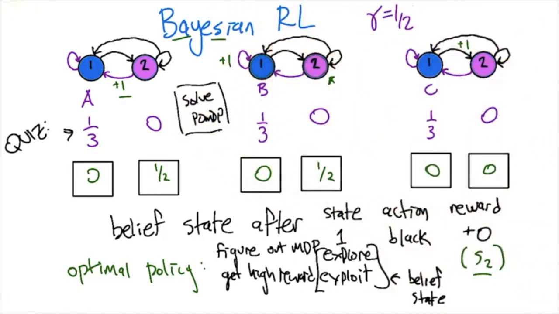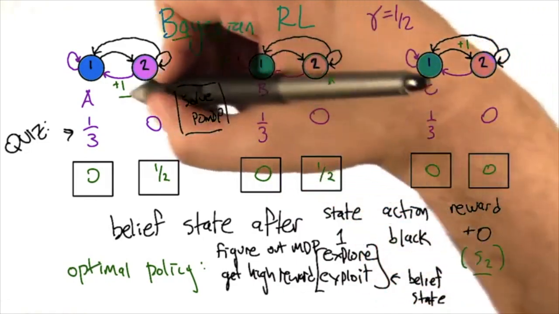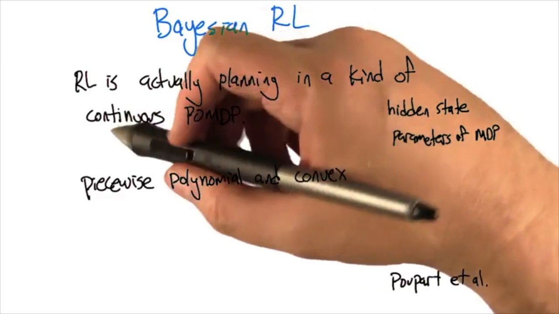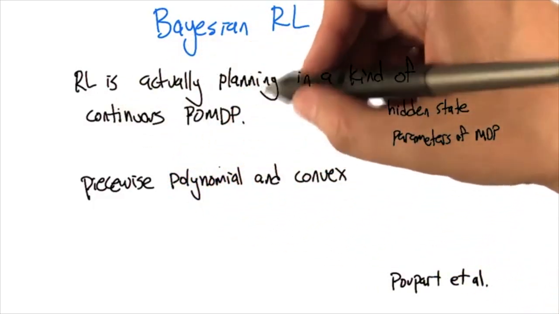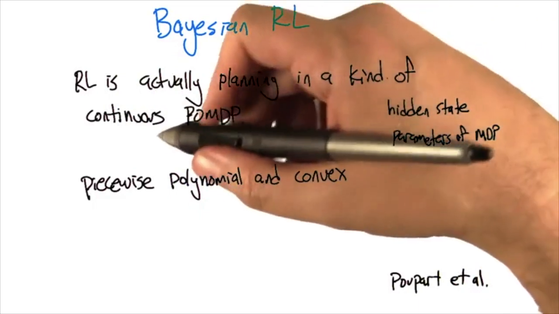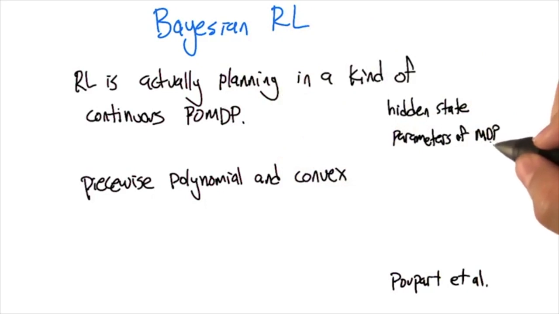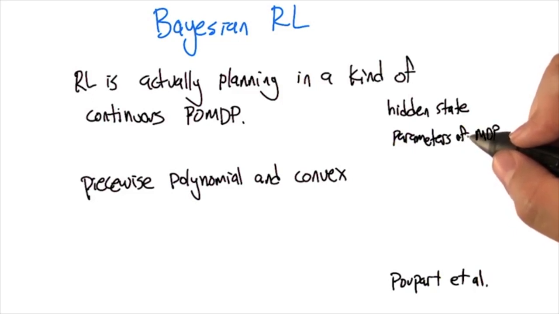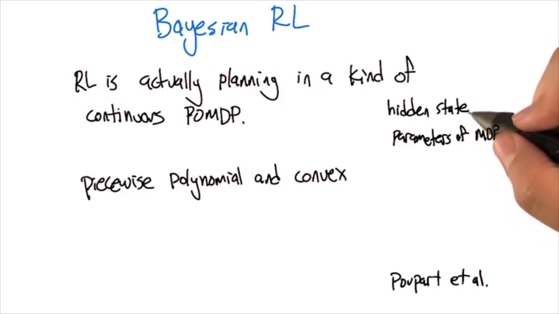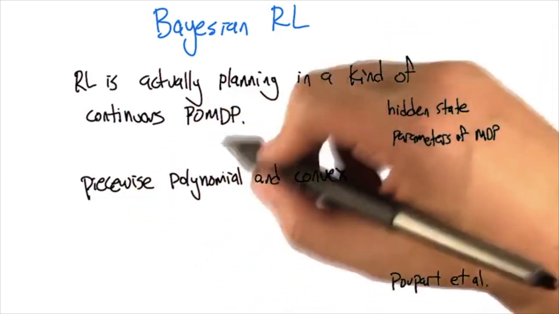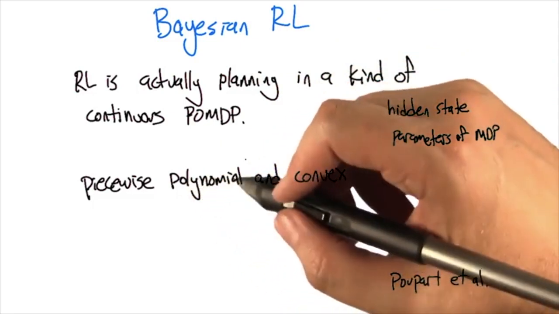Fair enough. This works in general as long as the space of possible MDPs is finite, but it's not generally finite. So does something else work in general? Yes and no. What I'm basically arguing here is that we can think of reinforcement learning as a kind of planning. It's not learning at all. It's actually planning in a continuous space POMDP, where the hidden state is the set of parameters of the MDP that we're trying to learn. Now, there's an infinite number of those, which makes things a little awkward, and so we don't get the piecewise linear and convex property anymore, but it can be shown that the value function in this continuous space POMDP is piecewise polynomial and convex.